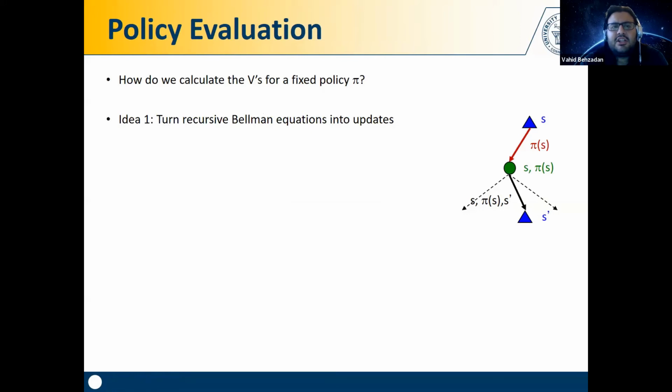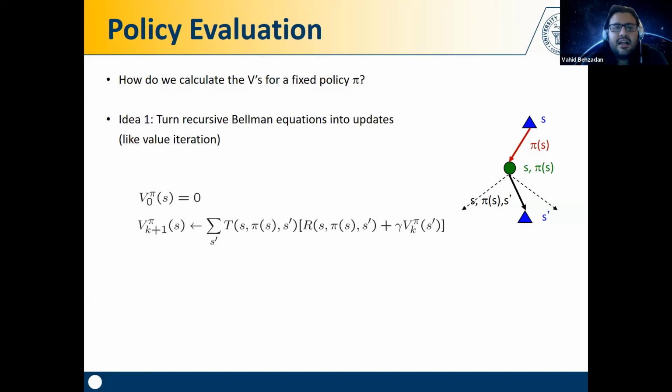Well, the first idea is to turn the recursive Bellman equations into updates, like value iteration. So just like before, when we wanted to calculate the optimal values, here we say we are calculating the values of states based on policy pi. In k equals 0, which means there are only 0 time steps left, every state gets a value of 0. And then we keep iterating over this formula and incrementing the value of k. This is what we had before. We've just changed the v star to v pi, which means that instead of following the optimal policy, we are now following the policy pi.